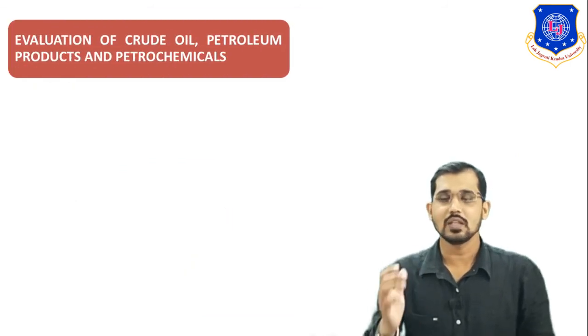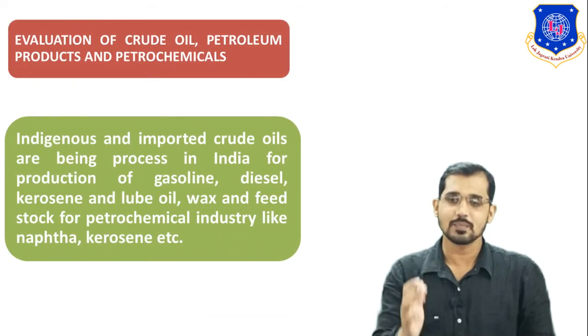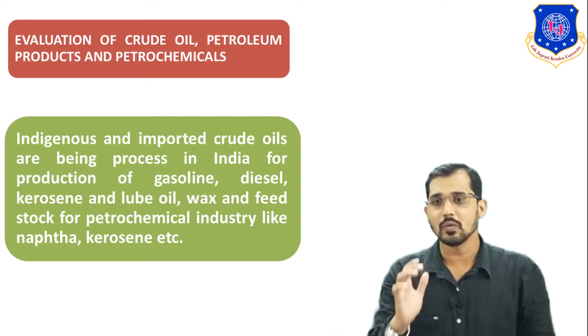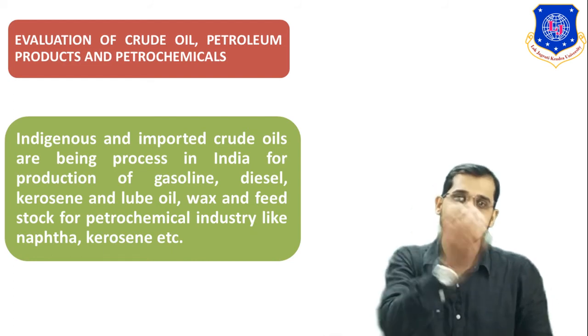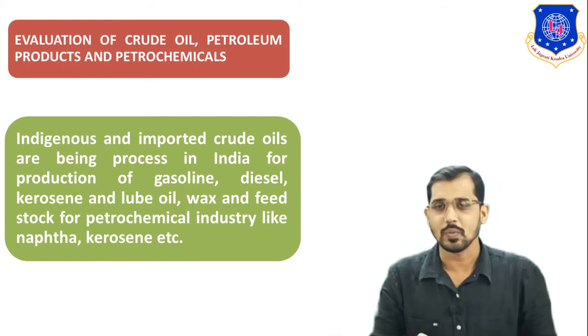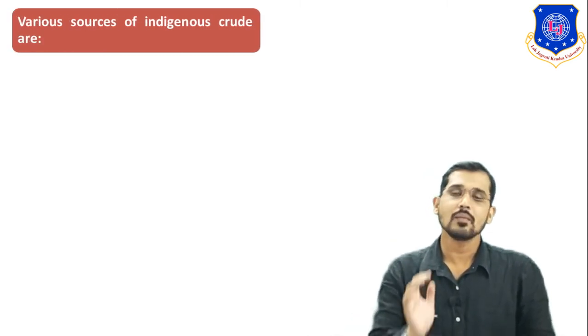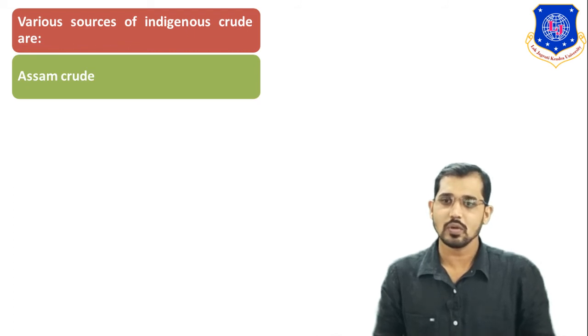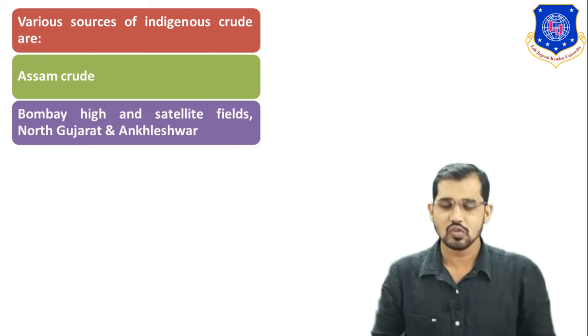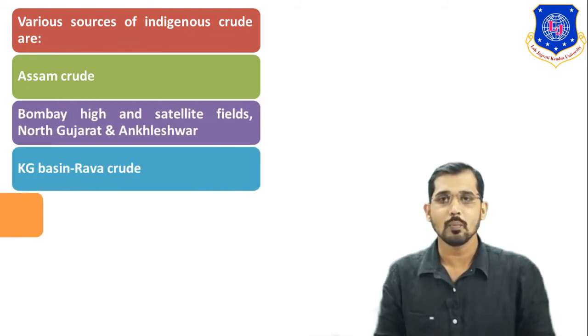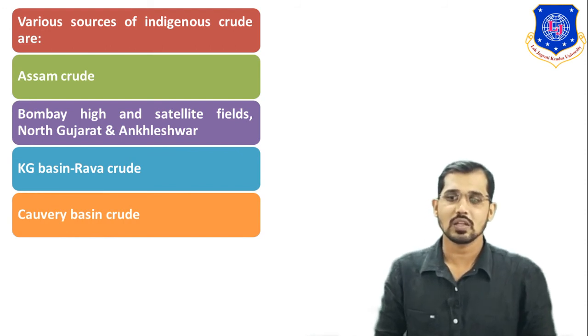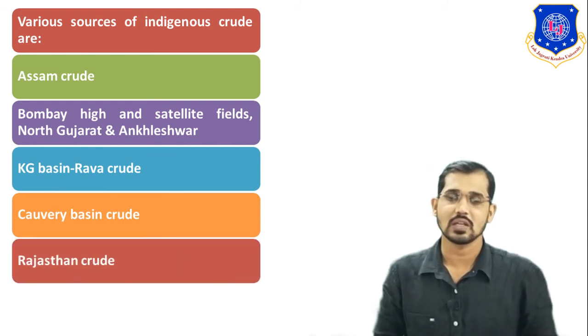After this, we have seen the evaluation of the crude oil. In this important topic, I explained to you the indigenous and imported crude oil. I explained some important sources of indigenous crude and imported crude. So first of all, you can see these are the Indian crudes. You should know all this list: Assam crude, Bombay High, after that North Gujarat, Ankleshwar, Kaveri Basin and Rajasthan crude.